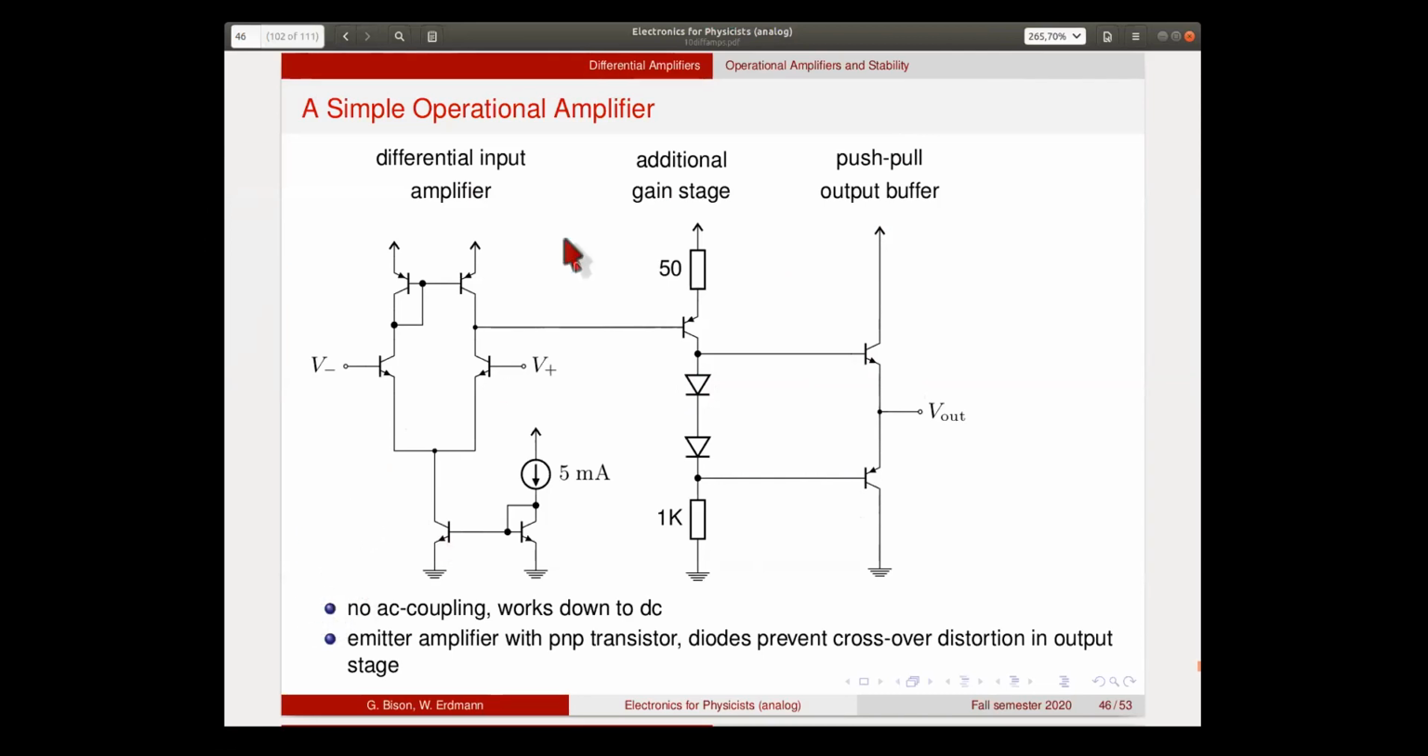Note that there's no AC coupling anywhere, which is an important criterion for operational amplifiers, so people can use them down to DC. And in the practical exercises, we also used an amplifier that had an AC coupling at the input. This works fine, but only for high frequencies. So there's a lower cutoff where it doesn't work. But these operational amplifiers are often used at DC, so there can only be DC connections inside such an amplifier.